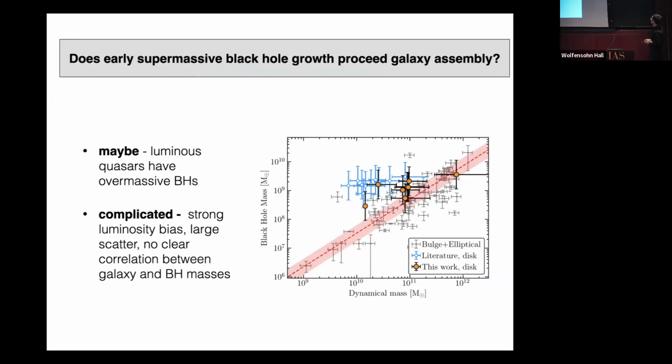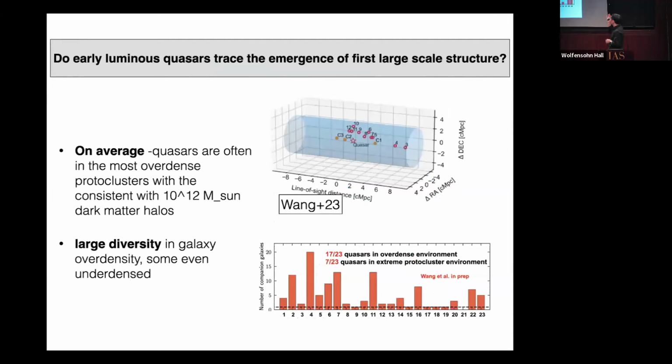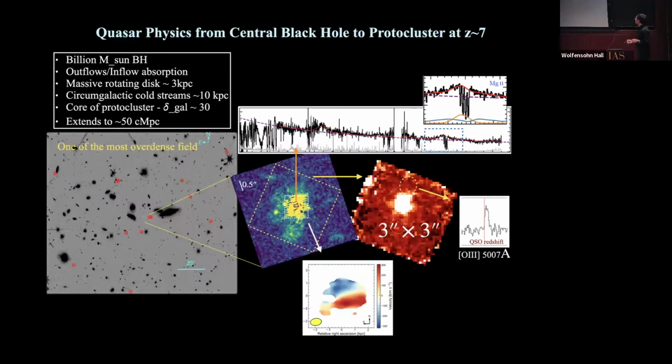Do supermassive black holes precede galaxy assembly? I think at least for the quasars we see, maybe by construction they are, but the real situation, I believe, is much more complicated. We really need to go to lower luminosity systems. And finally, this is one of the results that we really didn't think was going to work that well in terms of the JWST capability: we really do see very strong signs of larger structure at that time around the quasars. All right, so what's next?